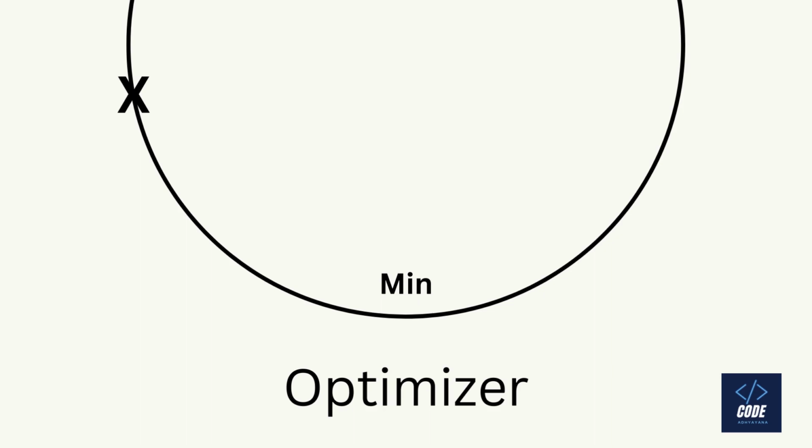Next is the optimizer. So if this is the loss function and we are at this cross mark, then we want to minimize this loss to reach the minimum value, and each time we will take some step towards the minimum. For this model we are going to use Adam.